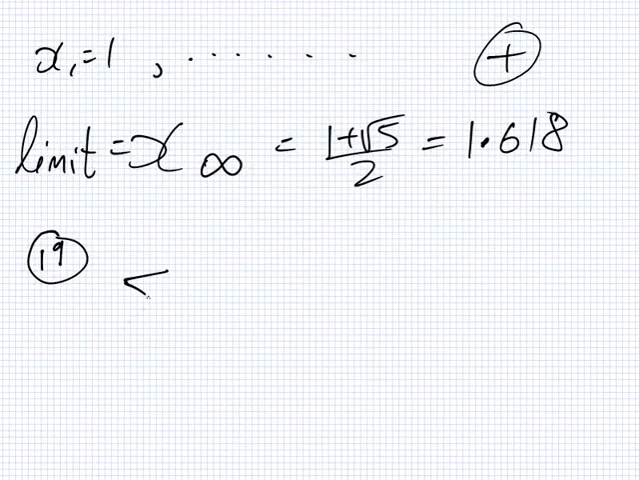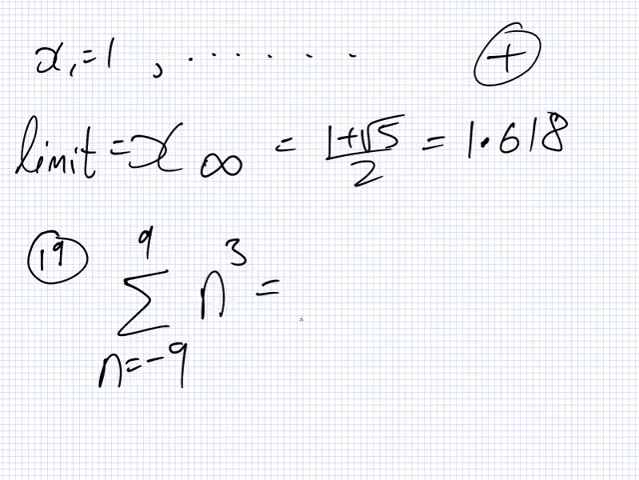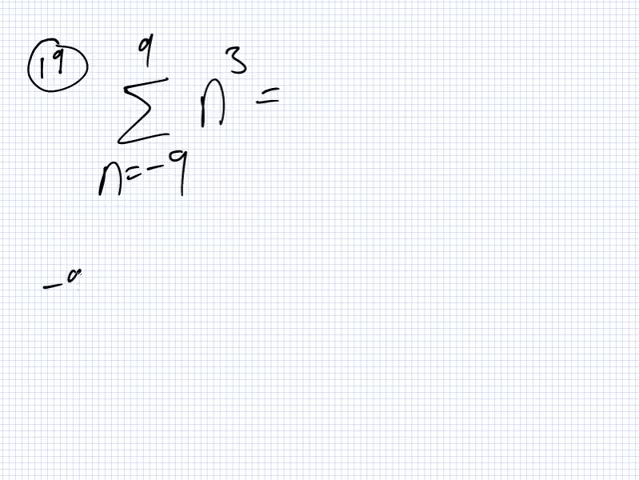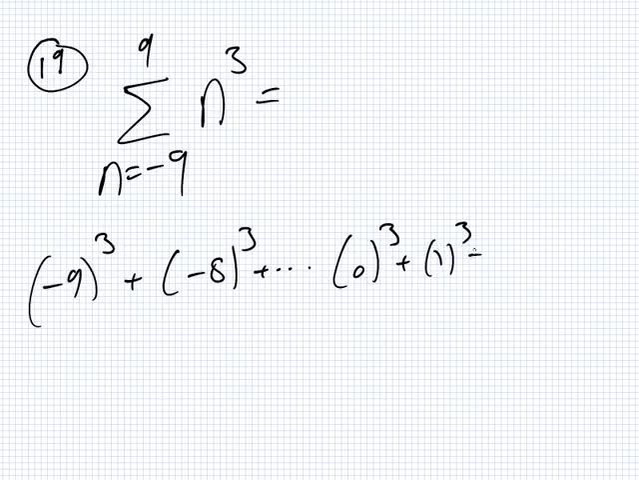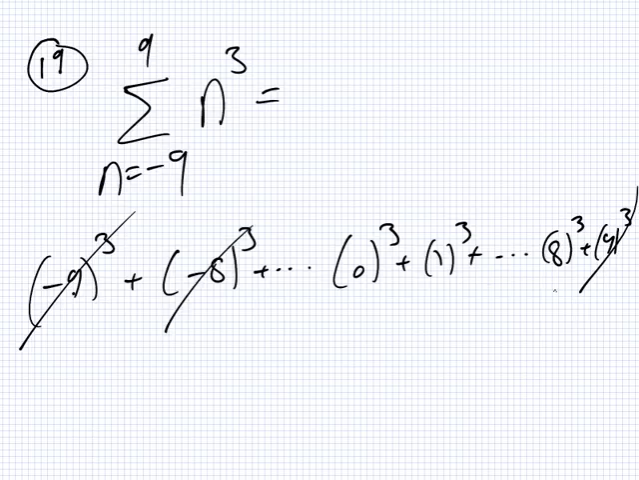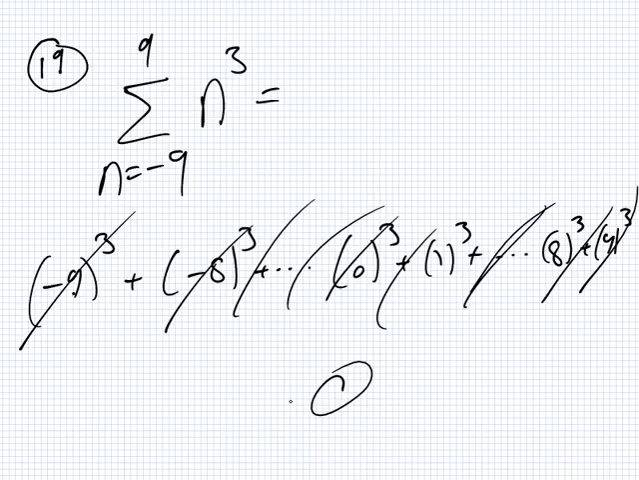Right, the next one. The sum from n equals minus 9 to 9 of n cubed. For the smart people, you should have seen that this was 0. Because what you have here is minus 9 cubed plus minus 8 cubed, etc., all the way to 0 cubed plus 1 cubed plus all the way up to 8 cubed plus 9 cubed. So for example, this here will cancel with that, and this one will cancel with that, leaving you with 0. Now you could have typed the whole thing in the calculator, but at the end you will get 0.